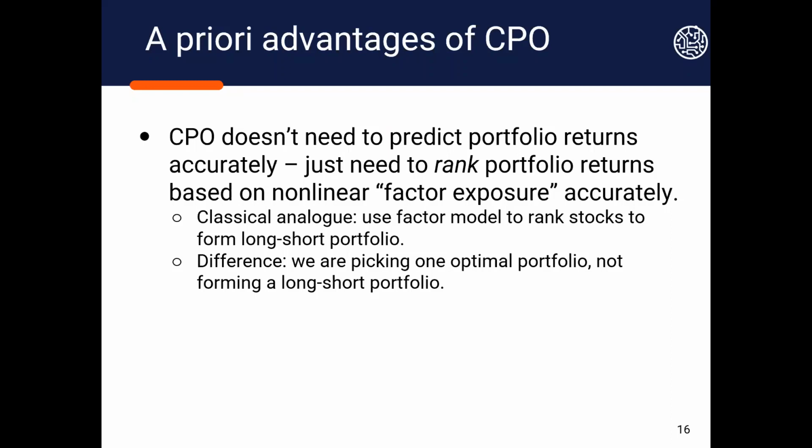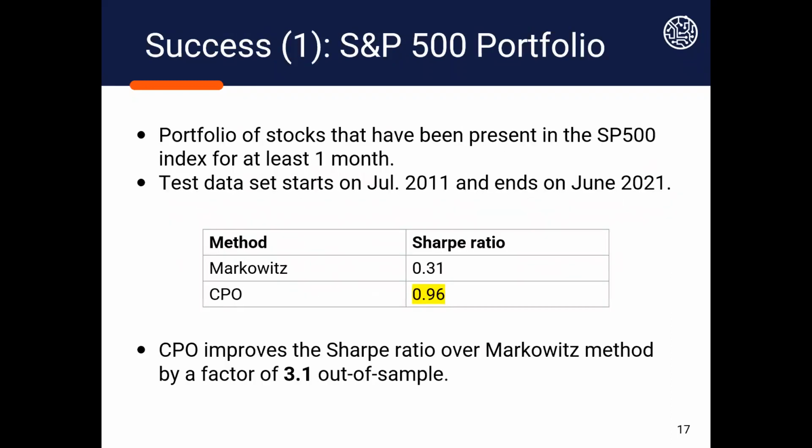Now, when I keep saying success, what are the successes? Here we are. We can talk about 5 different use cases of this methodology. One, the S&P 500 portfolio. We backtested it out of sample for 1 month Sharpe ratio prediction for about 10 years. The Markowitz method, if you apply it to the S&P 500 portfolio, gives a Sharpe ratio of 0.31. The CPO method gives you a Sharpe ratio of 0.96.